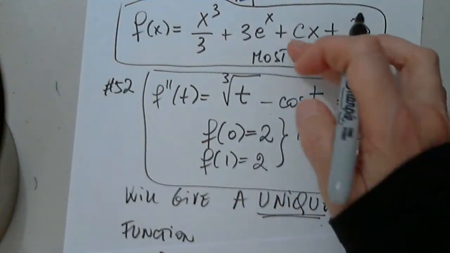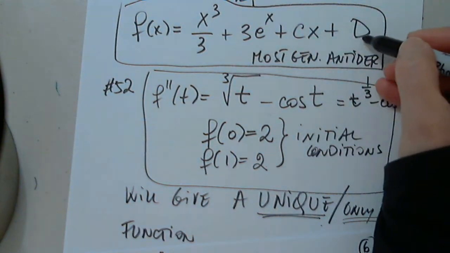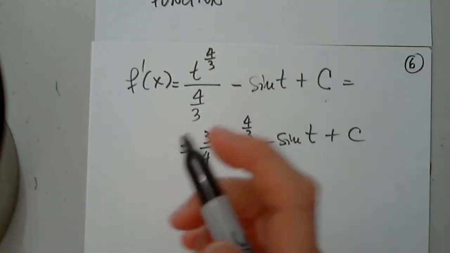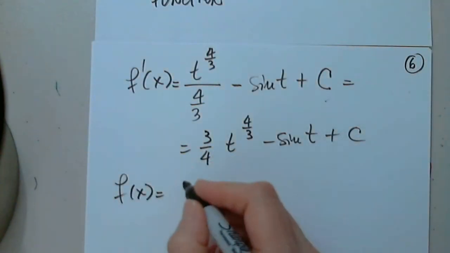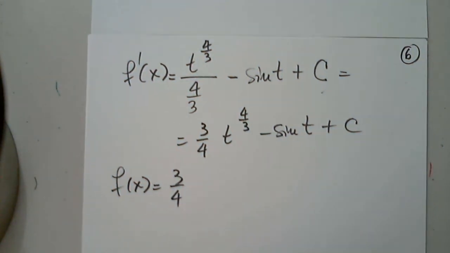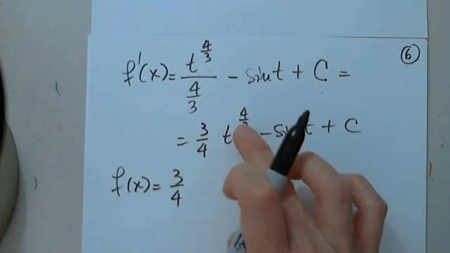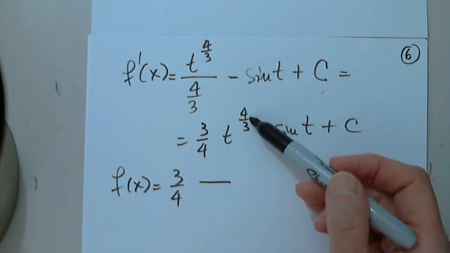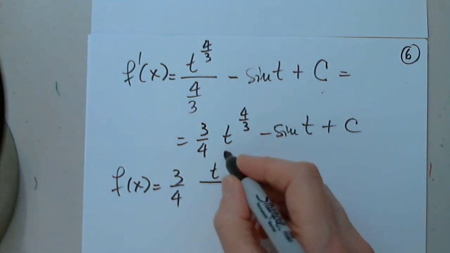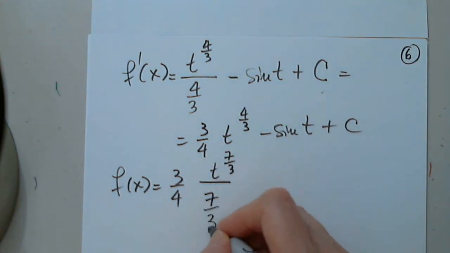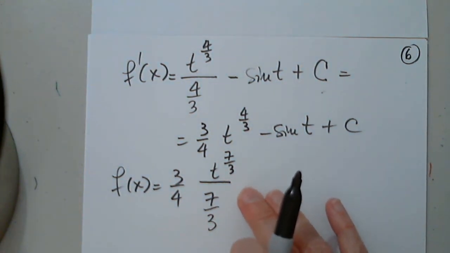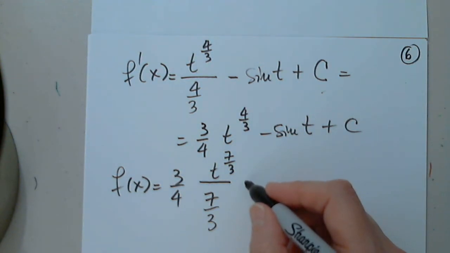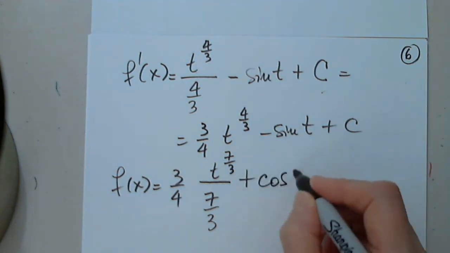Now, if you don't like c and d, you can write this as c1 and this as c2. That's fine too. It doesn't matter. Good, so let's find now the function. 3/4 will stay. And now, which function prime is t to 4/3? So I have to add 1 to this, and I get 7/3. T to 7/3 over 7/3. And now careful, which function prime is negative sine t? Positive cosine t. Very good.